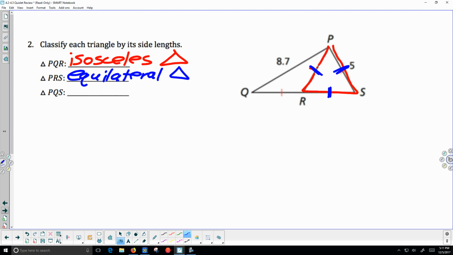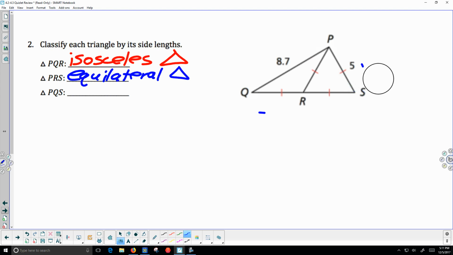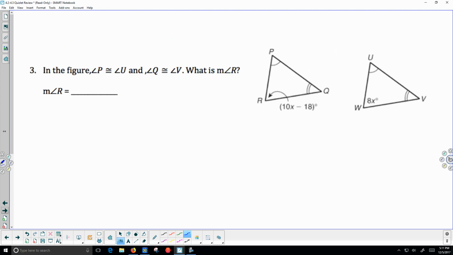Equilateral triangle. And then we have our final triangle, which is PQS, which is the big one. And it looks like I have no sides that are congruent to each other. QS doesn't have one singular tick mark. PS has 1 tick mark, and then PQ doesn't have anything. It doesn't look like anything is congruent to anything else, so we're going to call this scalene.